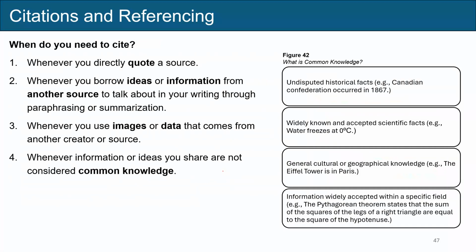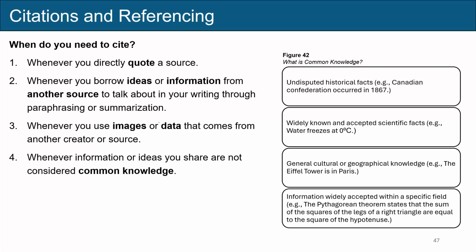So, when do you need to cite? Whenever you directly quote from a source. When you borrow ideas or information from another source that you talk about in your writing through paraphrasing or summarization. So you still need to cite, even though it's not word for word, you're still borrowing that information.